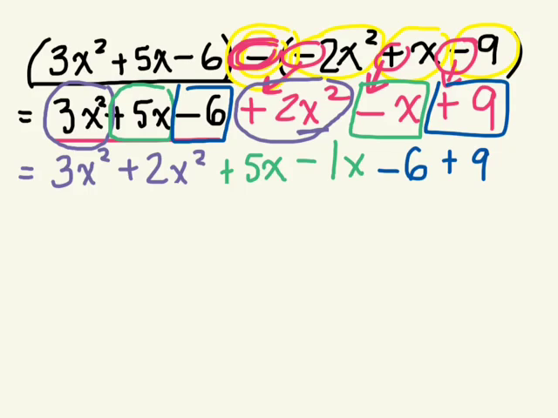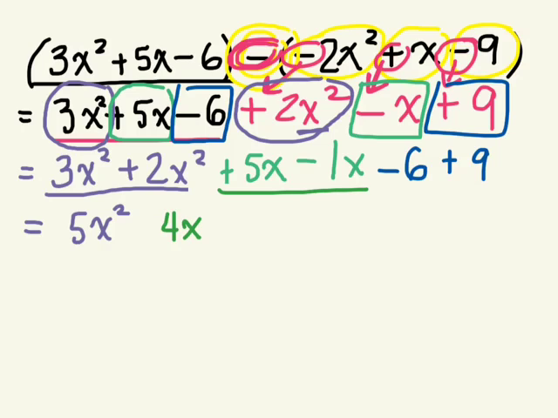Okay, now that our terms are grouped together, the like terms, we can just simplify it. What's 3x squared plus 2x squared? 5x squared, good. What's 5x, take away 1x? 4x, and is it positive or negative? Don't forget to include the sign. It's a positive 4x. You have 5, you take away 1, you still have 4. And then we have negative 6 plus 9. Positive or negative? Good. Positive 3.